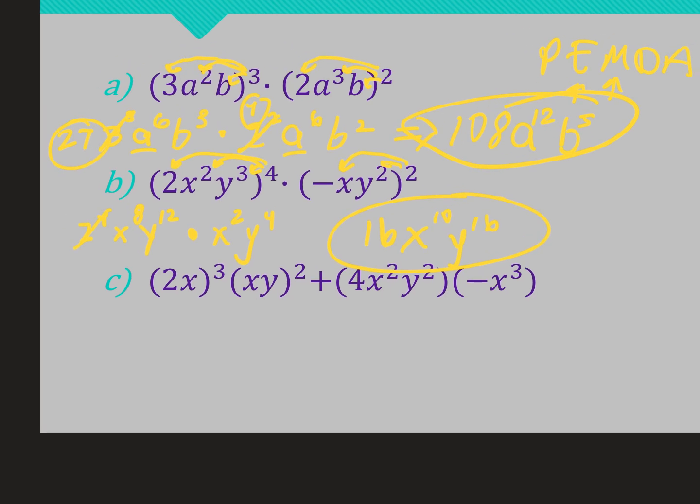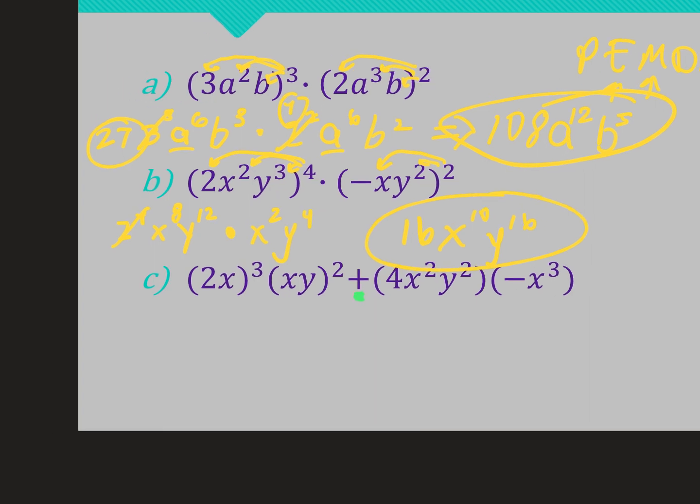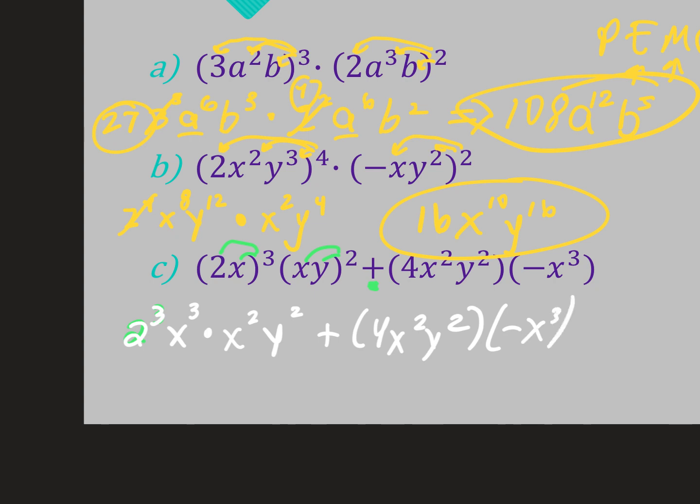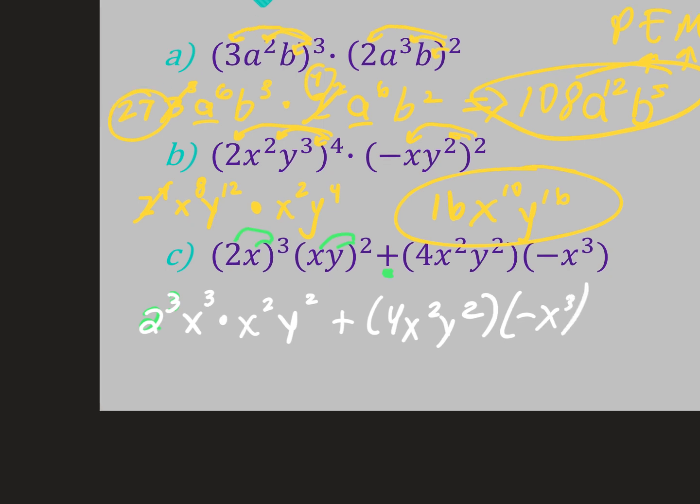And here, not only are we multiplying, but we are also seeing if we can combine. So the first thing we need to do is distribute our exponents everywhere. So I have 2 to the 3rd, that's not a good color choice. 2 to the 3rd, x to the 3rd, times x squared, y squared, plus, and then I have 4x squared y squared times negative x cubed. There's no exponents to distribute there. So let's go ahead and simplify over here.